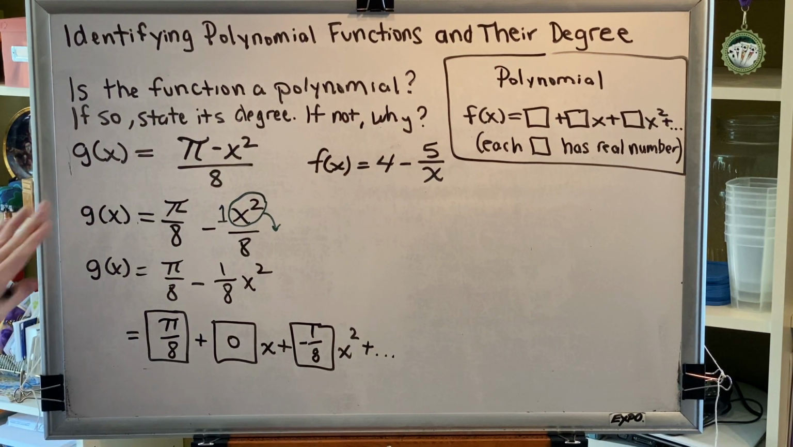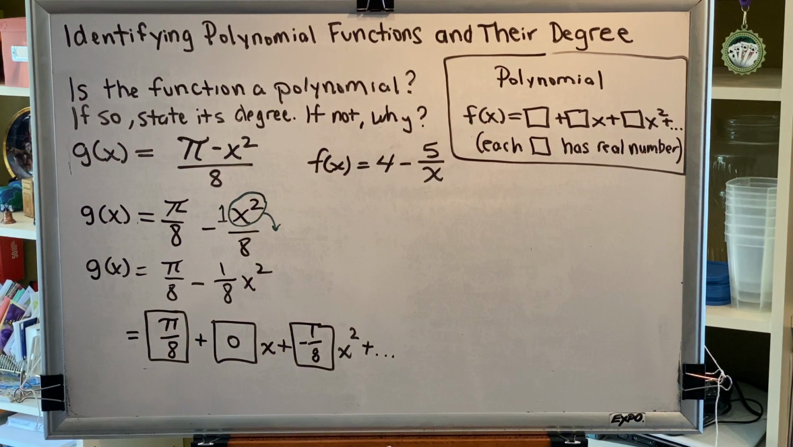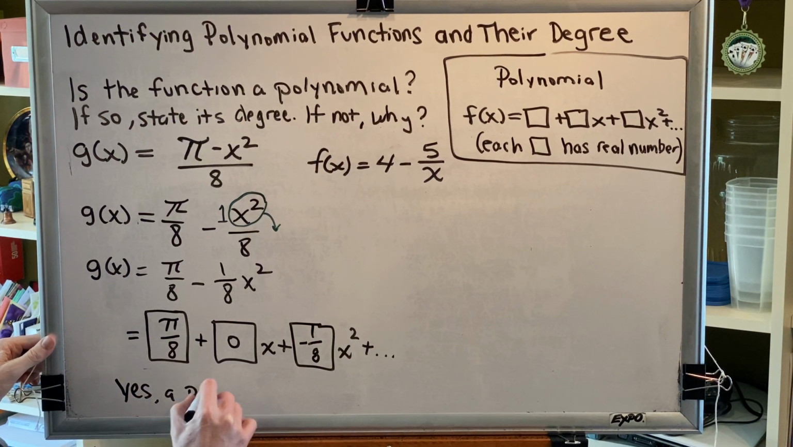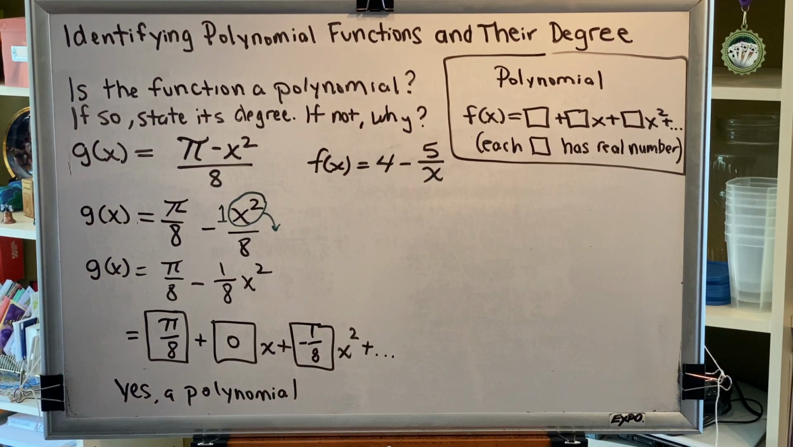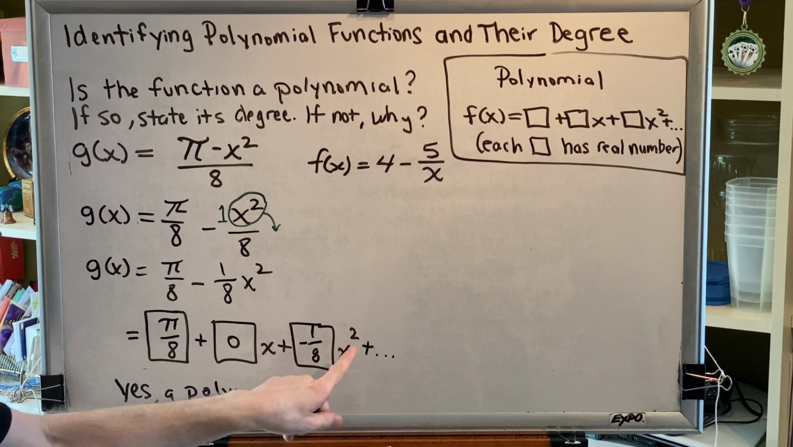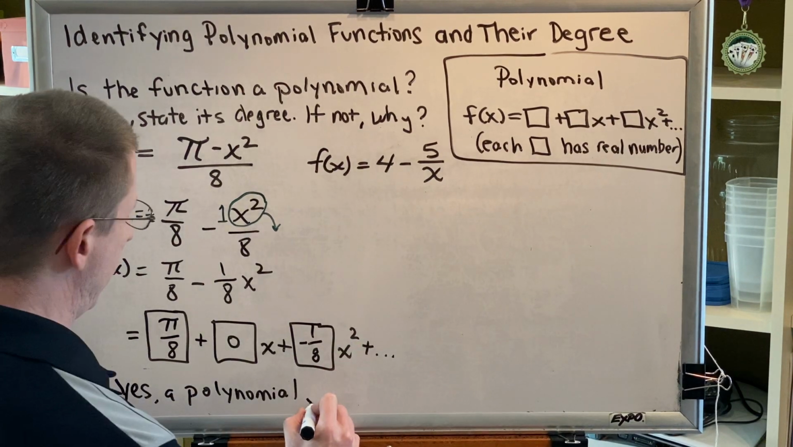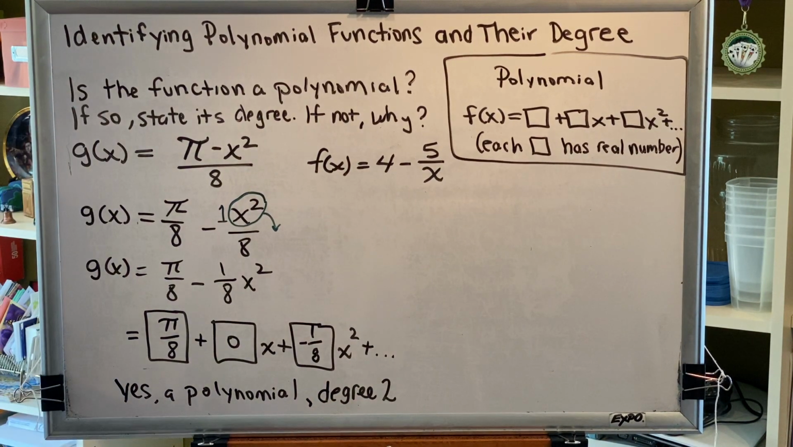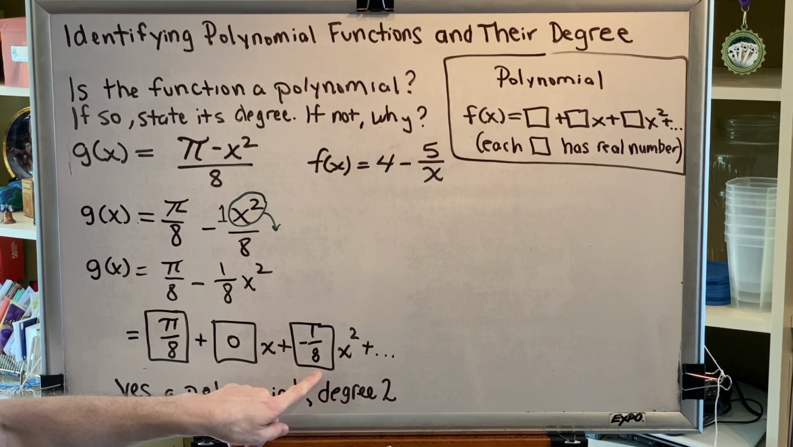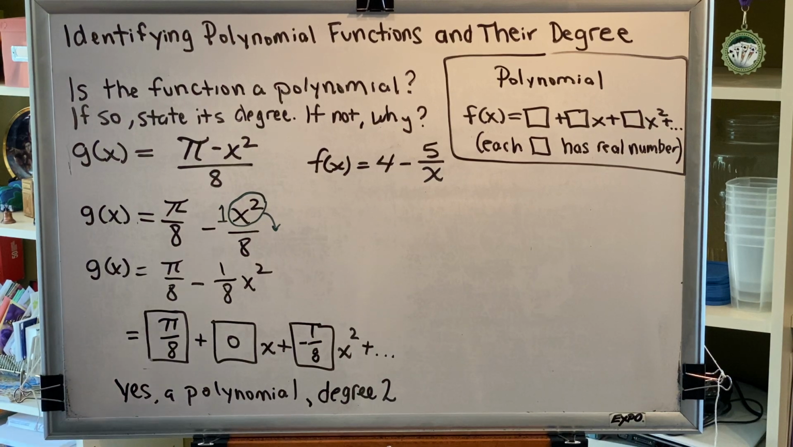So were we able to take our function g of x and put it in this particular form? The answer is yes. And so for that reason, this is a polynomial. The degree is the highest exponent of x needed to write the polynomial, which in this case is 2. So this is the leading term, negative 1/8 x squared. This is the constant term, pi over 8, and this is a polynomial of degree 2.